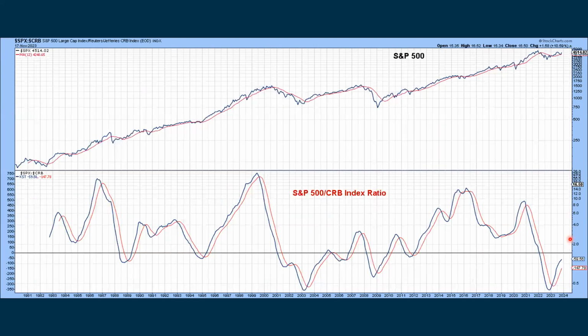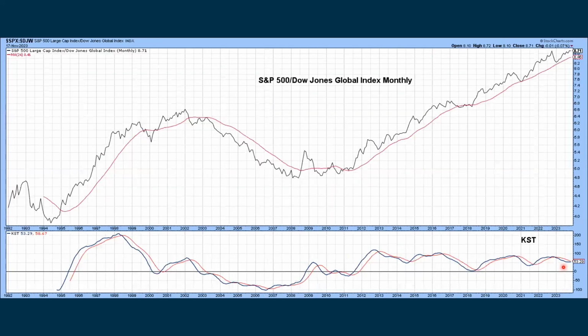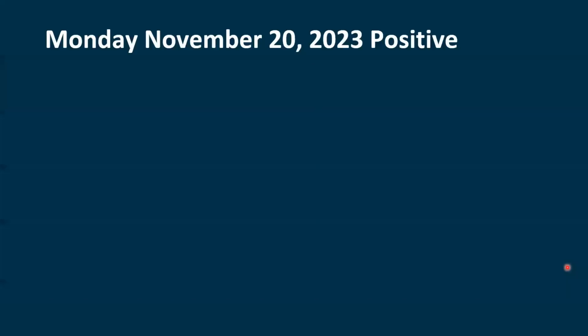We do a ratio between the S&P and the CRB. This is showing that stocks continue to outperform the CRB index, even though for a lot of 2023, the CRB has been in an uptrend. And then we look at the S&P 500 and another global index on a monthly chart. We're above the moving average on top. That means the S&P is outperforming the other stocks in the world. We're seeing a bit of an improvement here with the KST, which is a momentum oscillator, but it hasn't quite crossed over positive, at least yet.